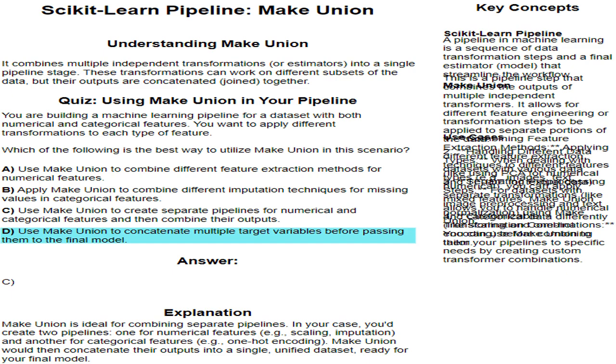Make union is a versatile tool that can be used in various machine learning scenarios. Combining different feature extraction methods applied to different types of features, for example PCA for numerical and TF-IDF for text data. Handling datasets with diverse data types, for example images, text, numerical, by applying distinct transformations to each type. Separating pre-processing steps for datasets with mixed features, for example scaling for numerical and one-hot encoding for categorical. Creating custom transformer combinations tailored to specific needs by combining multiple transformers.